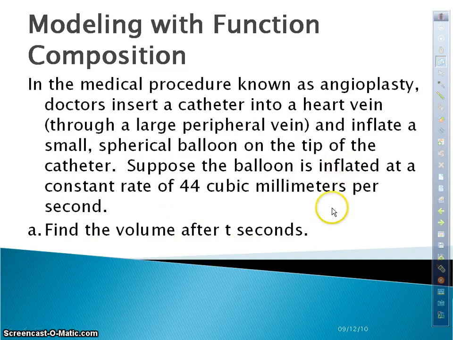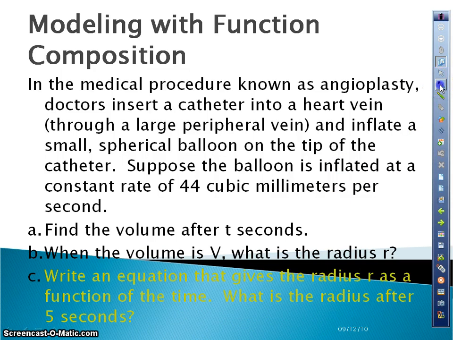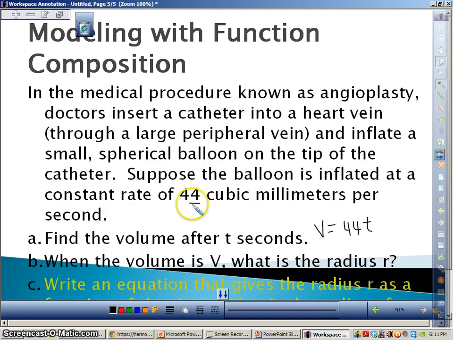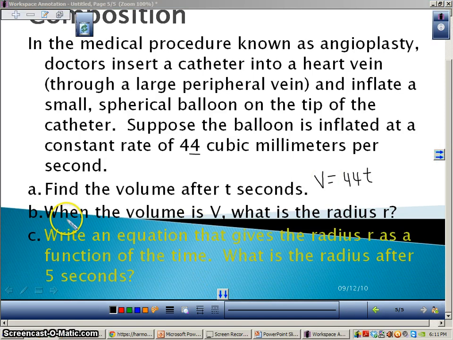Well, the first thing we need to do is figure out the formula for volume, right? So if it is increasing at a constant rate of 44 cubic millimeters per second, then our volume is going to be 44 times however many seconds it's inflating, right? So at 0, it's 0. At 1 second, it's 44, and so on. So then they ask, when the volume is v, what is the radius?